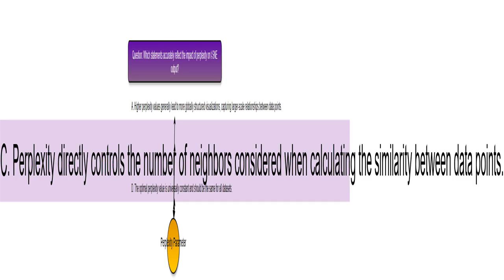I disagree with this statement. The optimal perplexity is not a one-size-fits-all solution. It varies greatly from dataset to dataset. You need to experiment to find the best value for your specific data. Think of it like Goldilocks and the Three Bears. You need to find the perplexity that's just right for your data.